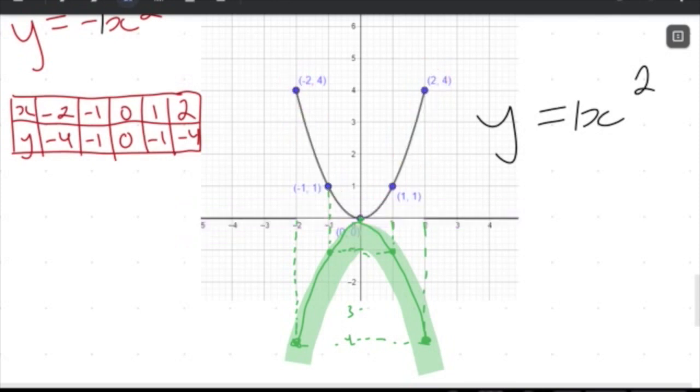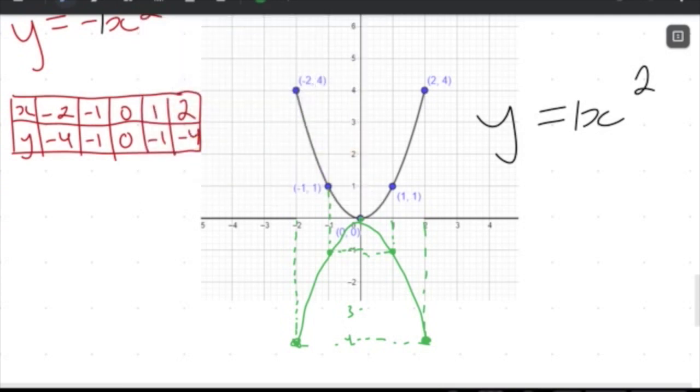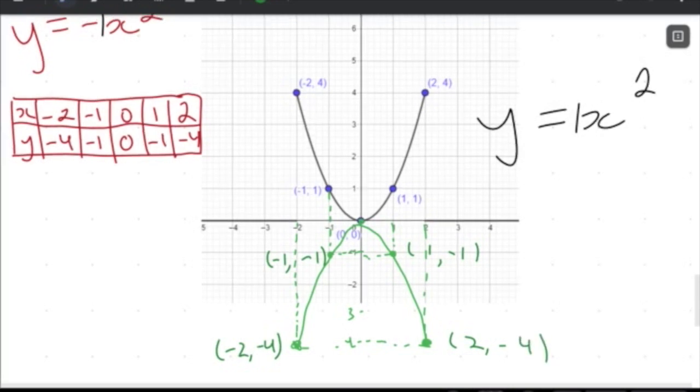Now, as we did before, let's take a closer look at the points and see if those suggest to us something similar. Now, going in and labeling these, I have here -2, -4, -1, -1, oh sorry, +1, -1, and I have +2, -4. Let's look at what is happening here.